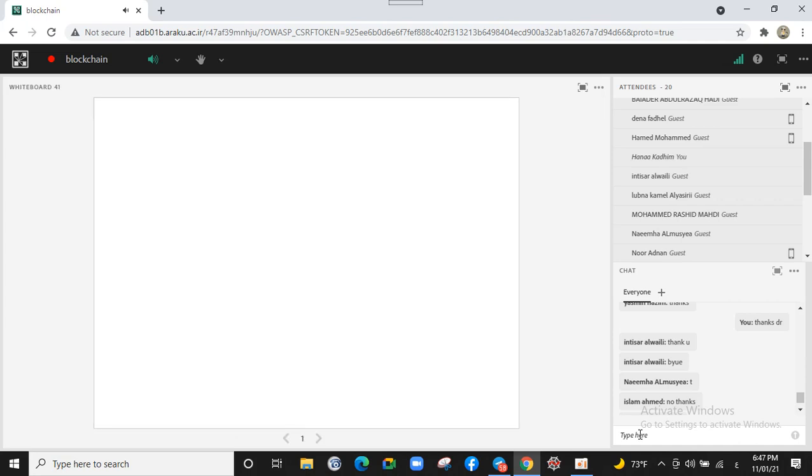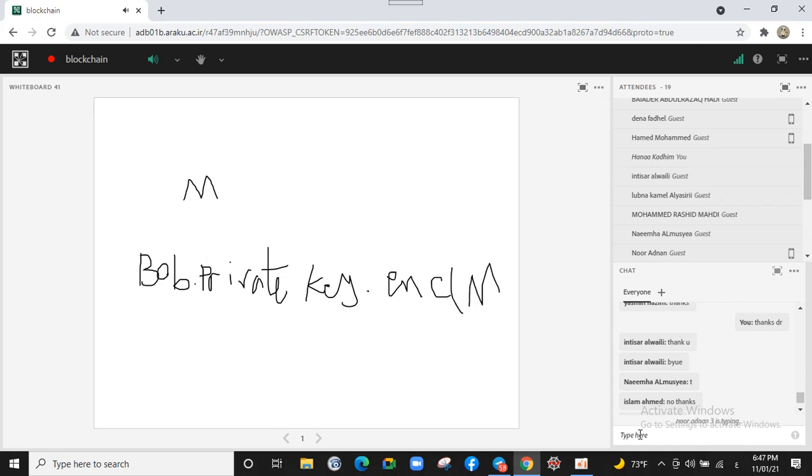Digital signature: suppose that I have a message M. I'm talking about digital signatures. If I encrypt this message with my private key, for example, I'm Bob, private key dot encrypt M, this is called a digital signature.